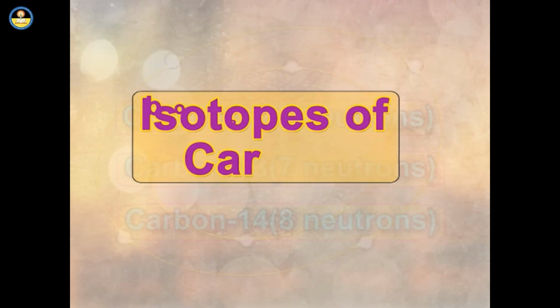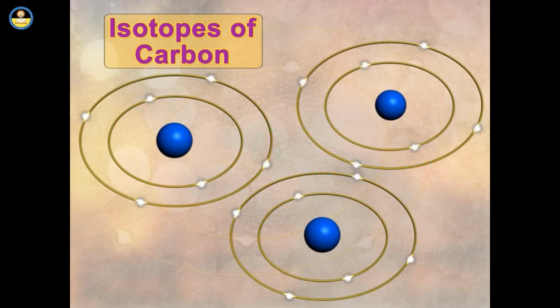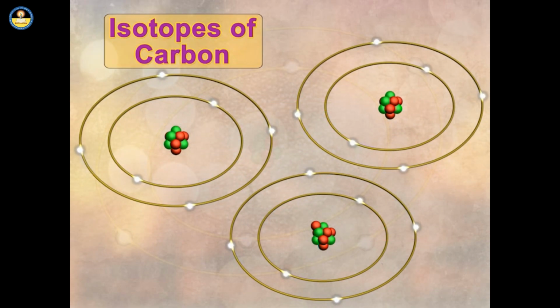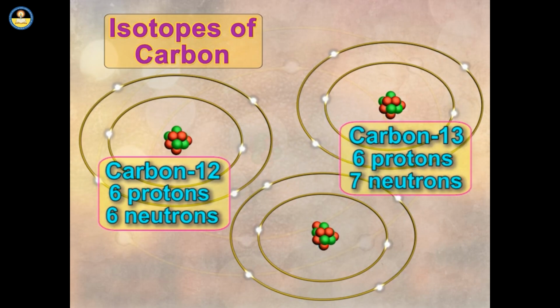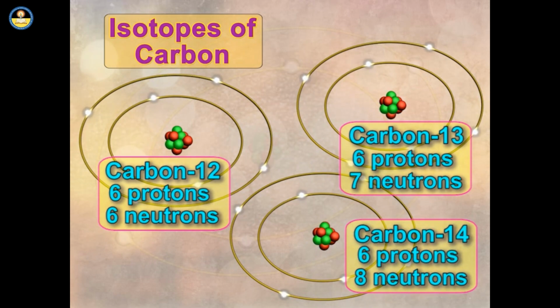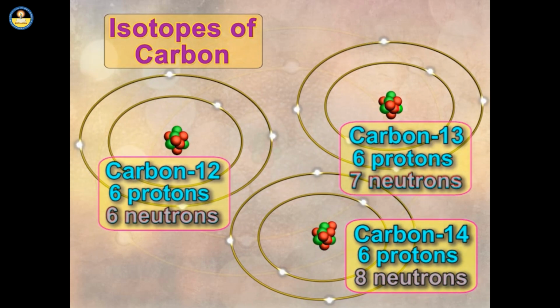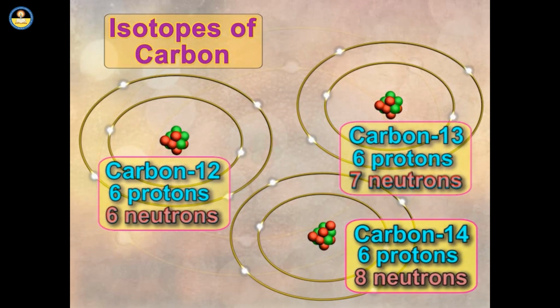To differentiate isotopes of the same elements, their neutron numbers are written after their names. For example, a carbon atom can occur naturally in three forms, namely carbon-12, carbon-13 and carbon-14. These carbon atoms have the same number of protons but different numbers of neutrons. These carbon atoms are called isotopes.